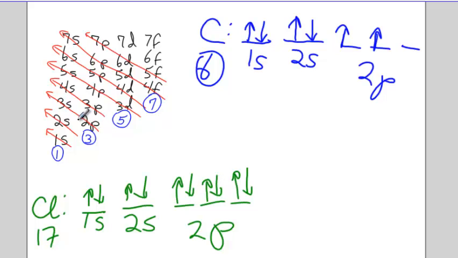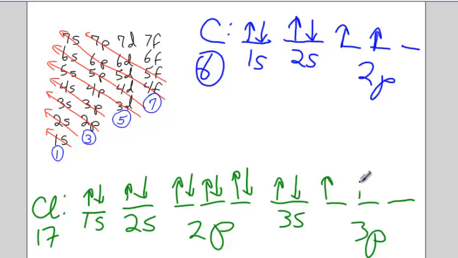So after the 2p comes the 3s. So there's the 3s. 2, 4, 6, 8, 10, 12. I'm still not done. I have 17. So after the 3s comes the 3p. 1, 2, 3. 3p. So let's see. 2, 4, 6, 8, 10, 12, 13, 14, 15, 16, 17. That is the orbital notation for chlorine.